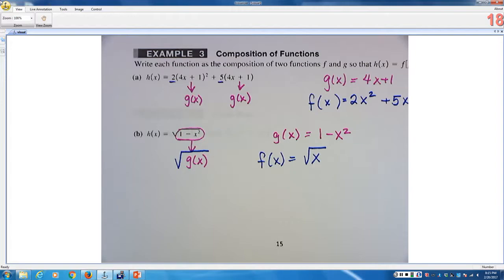Now, if you can do example 3 and figure out example 3, then you're not going to have near as much trouble with this chapter. Does anybody have any questions?